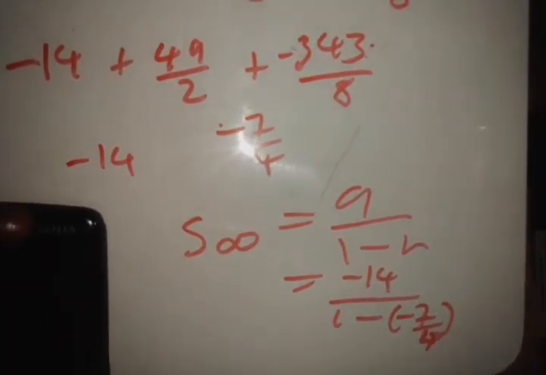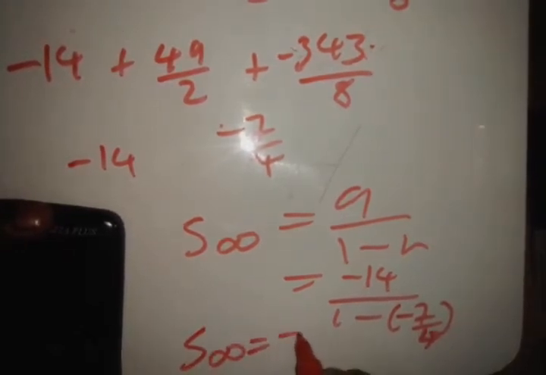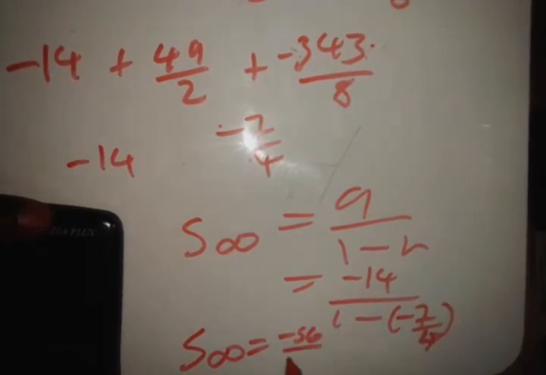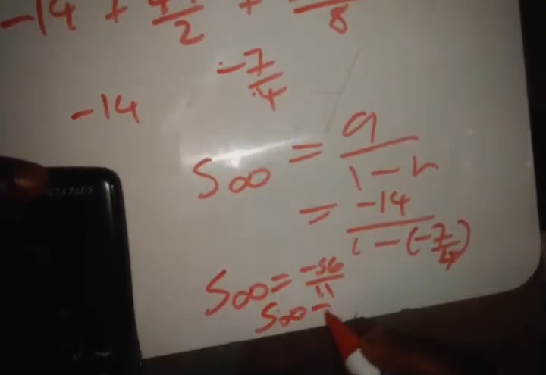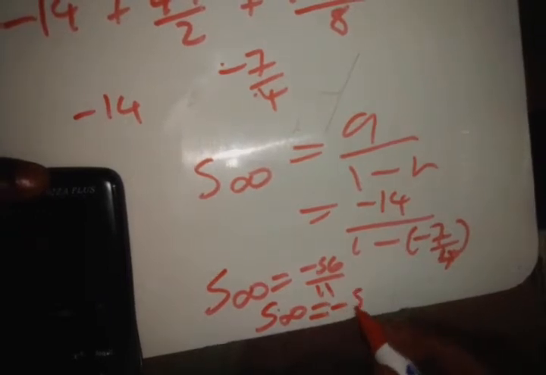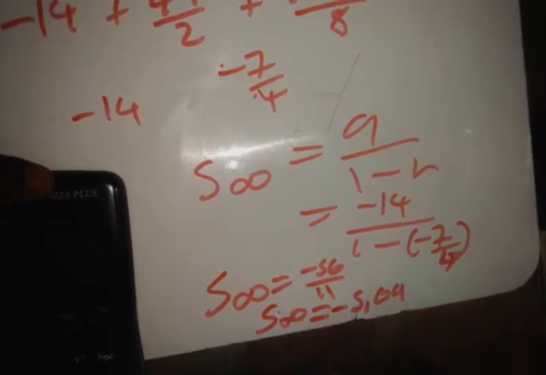So we're going to say negative 14 divided by 1 plus 7 over 4. Double negative gives us a positive. So then we have the sum to infinity, which is negative 56 over, I believe it's 11, and this in two decimal places is going to be negative 5.09, right? So there we have it. That's the sum to infinity.